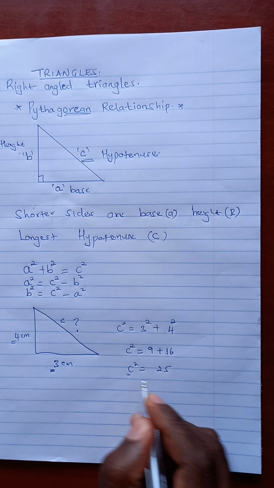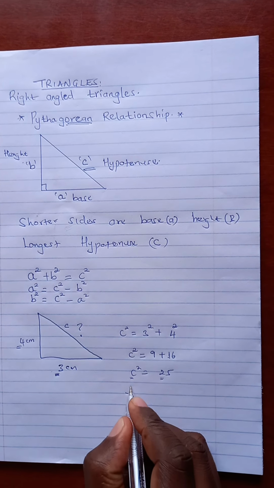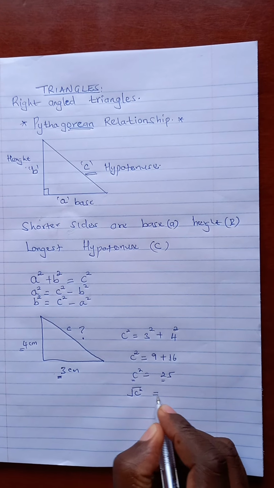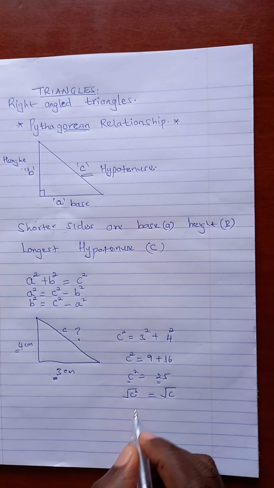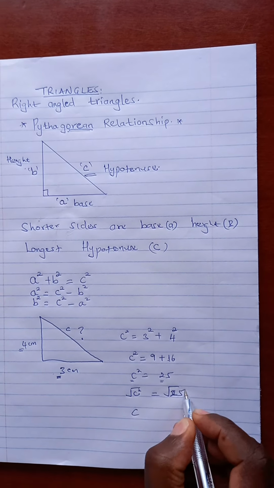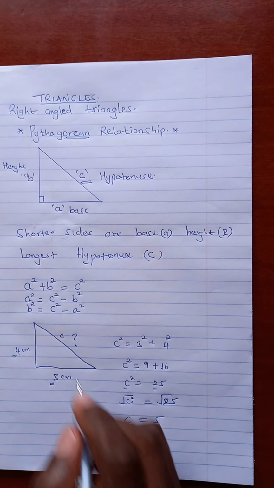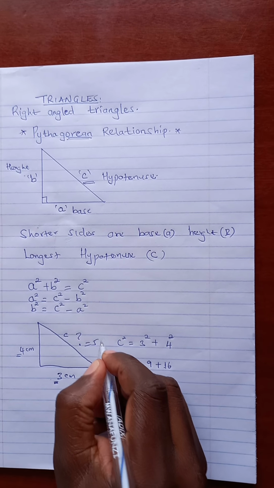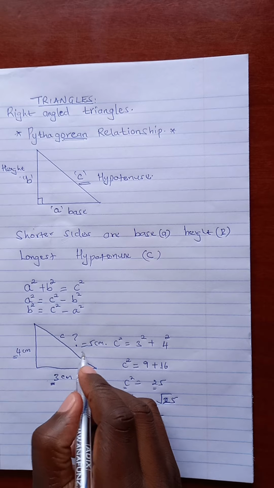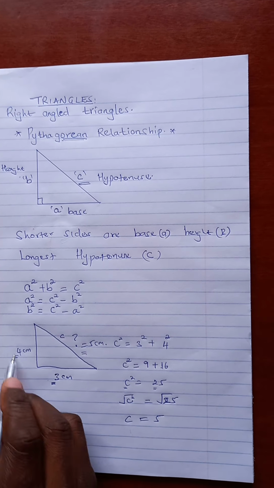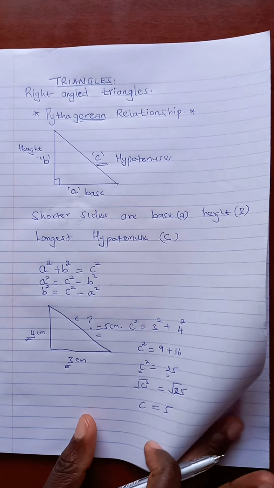So if C squared is equal to 25, what about C? We square root both sides. The square root of C squared is C. The square root of 25 is 5. So C, our hypotenuse, is equal to 5 centimeters. Learners, that's how we get the longest side, by adding the squares of the two shorter sides.